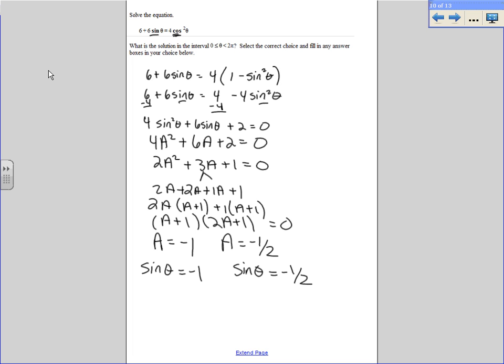Now, so where is sine negative 1? All right, let's see, sine is negative 1 at 3 pi over 2. And that's the only place that it's negative 1. It's just one solution out of that one. Now, where is sine negative 1/2? So sine is negative in the third and fourth. So look in the third and fourth here. We got it at 7 pi over 6. And then we also have sine is negative 1/2 at 11 pi over 6.